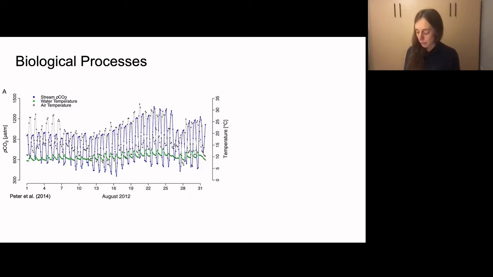So we can see this is a time series over the course of a month, and this is our partial pressure of CO2 in our stream. So we can see we have these daily cycles of CO2 concentrations within our stream. And of course, like we just talked about, if we're changing our CO2 concentrations, that's going to affect the balance of everything else in our carbonate system.